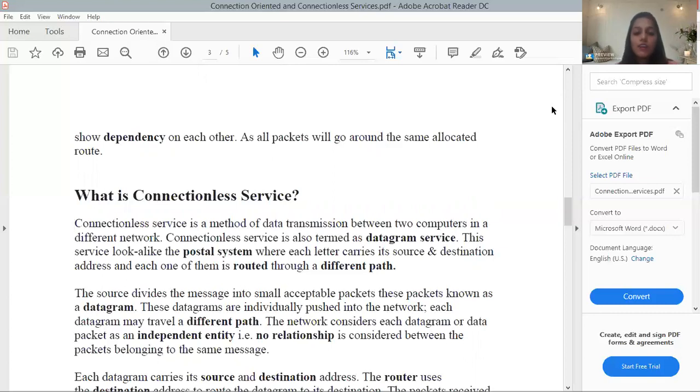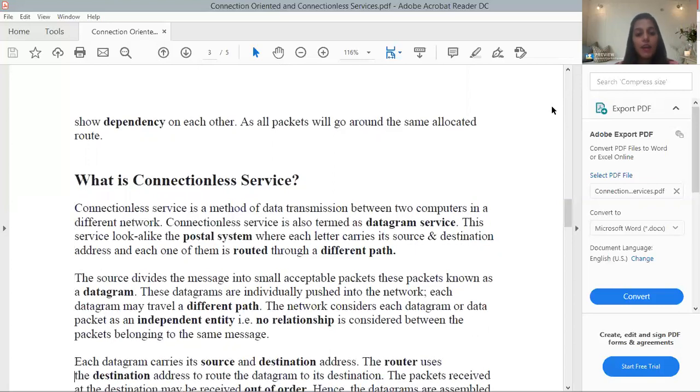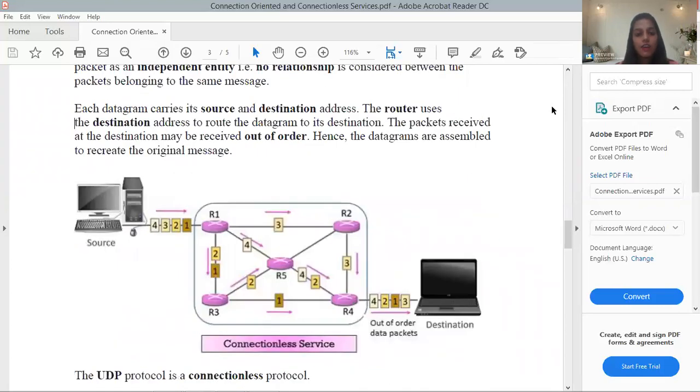So the source divides the message into small acceptable packets. Those packets are known as datagrams. UDP is what? User Datagram Protocol. So datagram is there in UDP. So messages are here in the form of datagrams, different datagrams, or to say small acceptable packets. They travel different paths. The network considers each datagram or data packet as an independent entity, so no relationship is considered between the packets belonging to the same message. Each datagram carries its source and destination address.